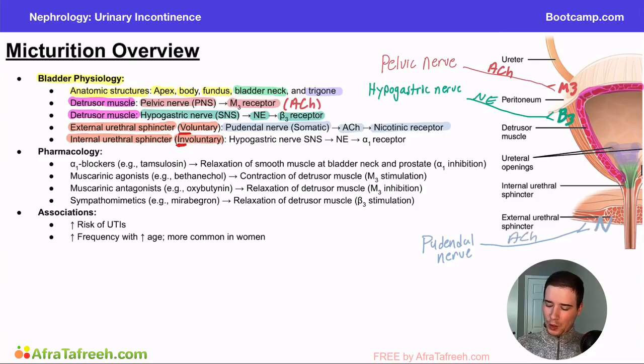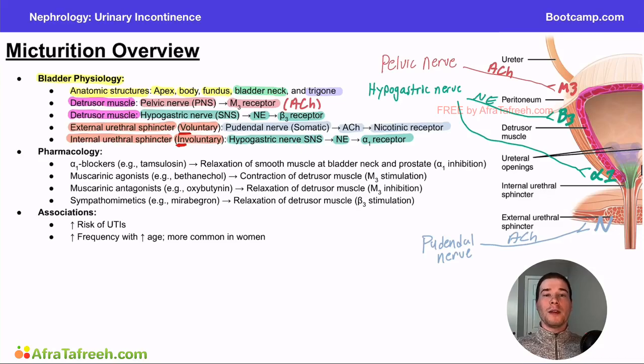And then we are also dealing with the hypogastric nerve again. However, this time we're actually innervating the internal urethral sphincter. And so although we'll still use norepinephrine for our signaling molecule, we're actually going at a different receptor, which is the alpha-1 receptor. And so our hypogastric nerve up here can actually also go down to the internal urethral sphincter to innervate alpha-1 receptors.